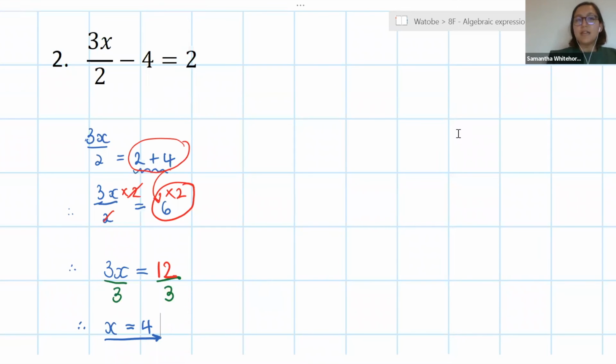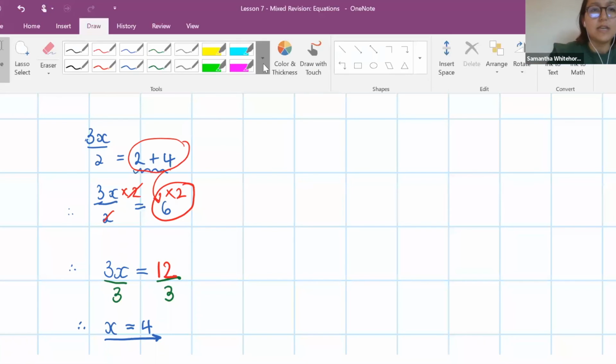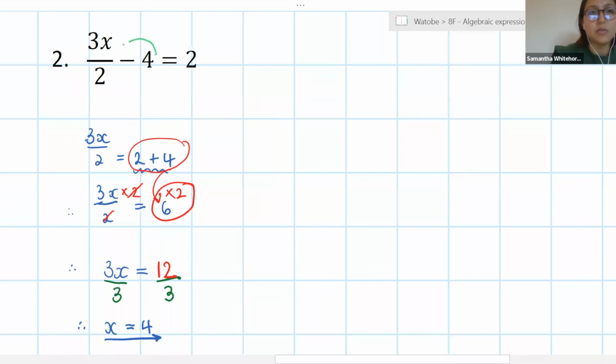So we've got 3x divided by 2 minus 4 is equal to 2. The first thing that I want to do, so I'm just going to use another color here so you can see as I'm adding, is take this minus 4 and move it over. That means it becomes the opposite, so it becomes plus 4. So that's where I got this plus 4 over there. Now, when we do that, just remember that 2 plus 4 we can find an answer to. So 2 plus 4 gives me 6.